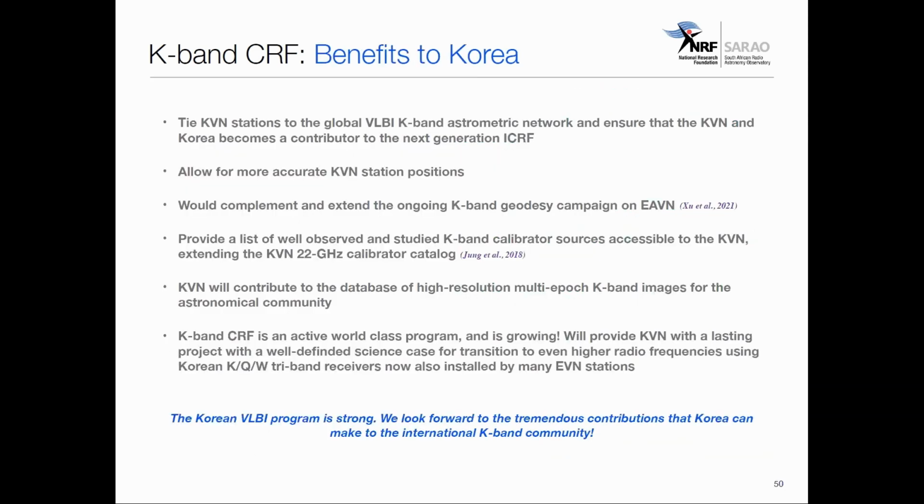So the benefits of Korea joining the K-band work for celestial reference frames is that it will tie the KVN stations to the global VLBI K-band astrometric network, and it will ensure that the KVN in Korea becomes a contributor to the next international celestial reference frame. It will allow for more accurate KVN station positions. It would complement and extend the ongoing K-band geodesy campaign on the East Asian VLBI network. It will also provide a list of well-observed and well-studied K-band calibrator sources that will be accessible to the KVN, extending this KVN calibrator catalog even further.